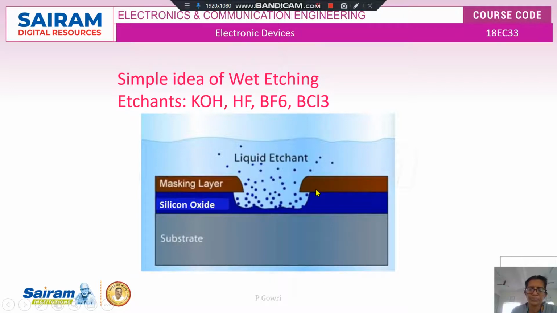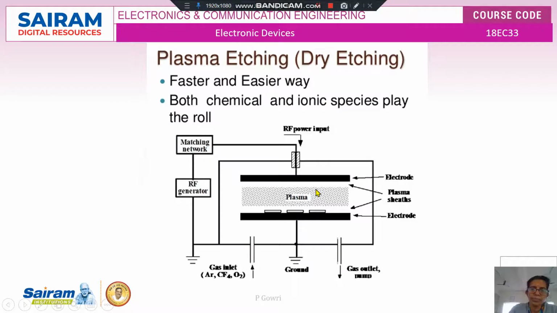So, to overcome the unwanted etching, we will be going for plasma etching. Plasma etching is otherwise called dry etching. This is the easiest way, and it also gives a more precise etching process. The setup is shown here. I will be having a plasma. Plasma is nothing but ions present in the gaseous state.